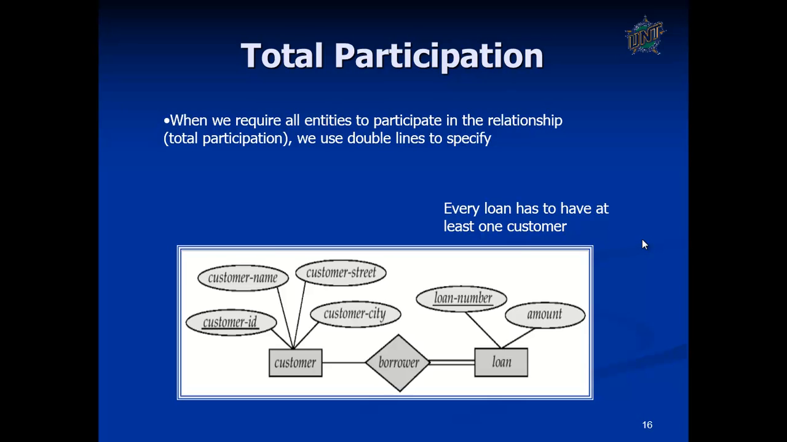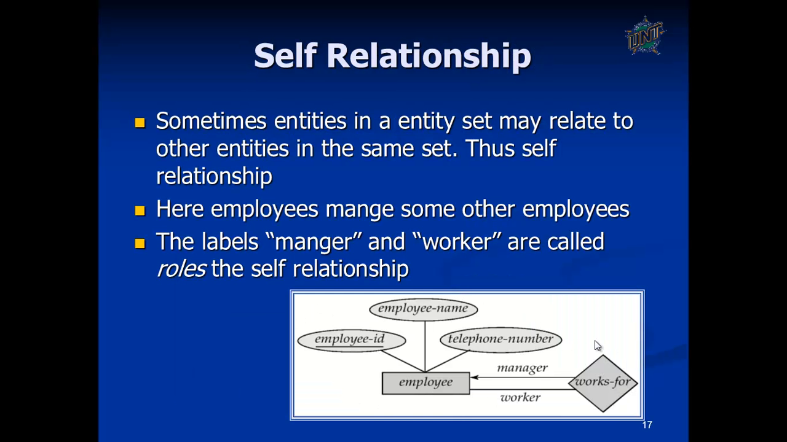Next is total participation. What is the meaning of total participation? When we require an entity to participate in a relation, then we use double lines to specify that particular entity. In this, every loan has to have at least one customer. So there is a total participation. We use double lines to specify the total participation of a particular entity in a relationship.